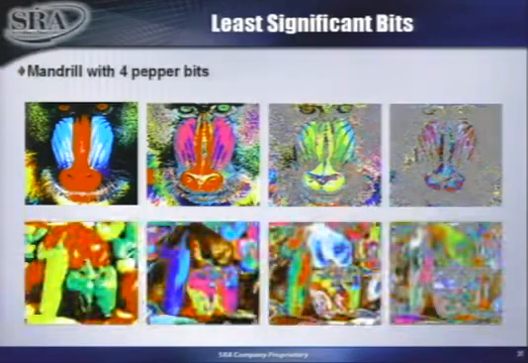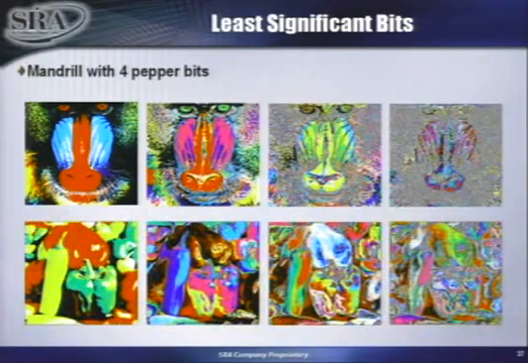There's the same thing with the peppers hidden. Certainly now, in the top 4 bits you see the mandrel, and in the bottom 4 bits you see the peppers.